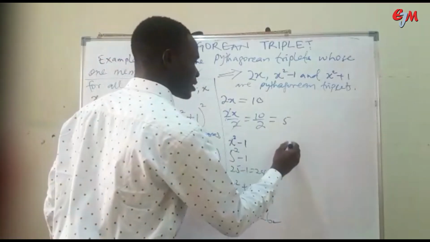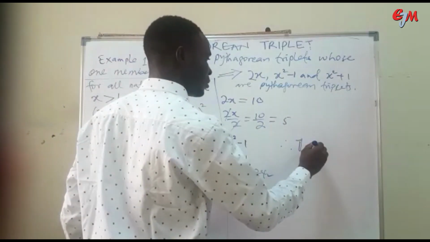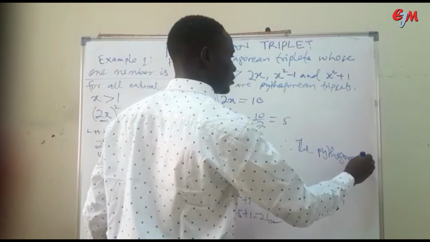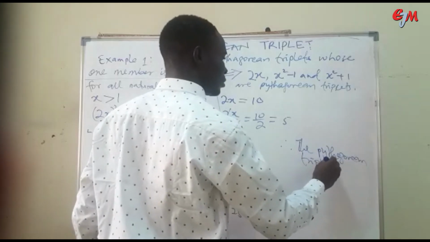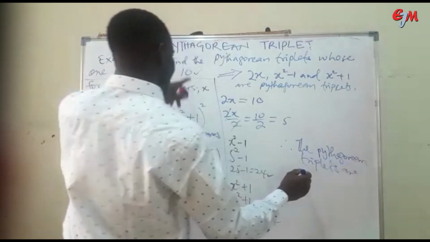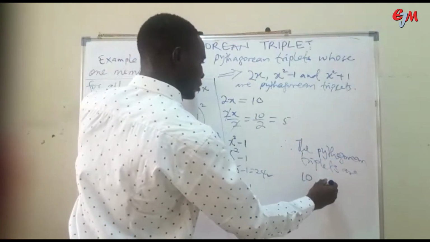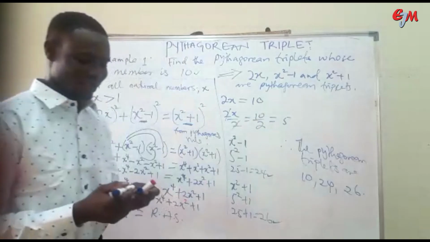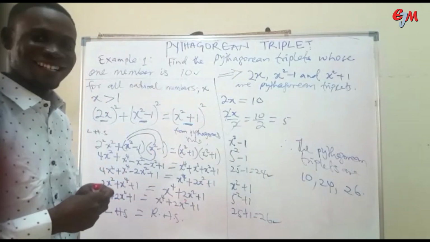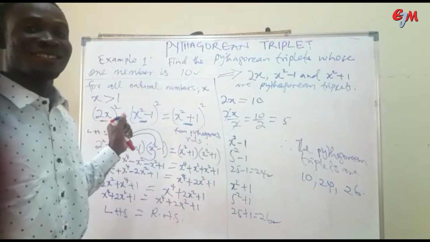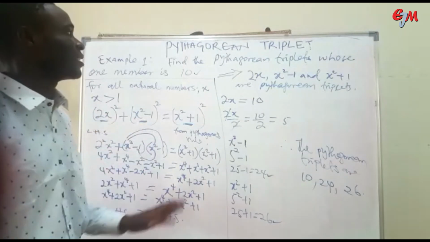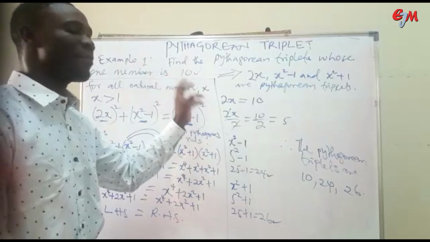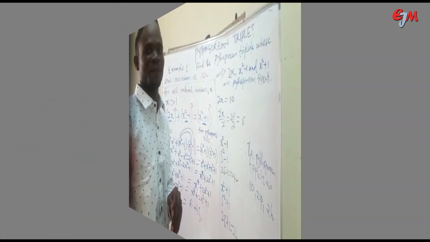So you can now tell us, therefore, the Pythagorean triplets are: first member given 10, 24, and 26. Do you understand? So that is it. That is how to find the Pythagorean triplet when one member is given.